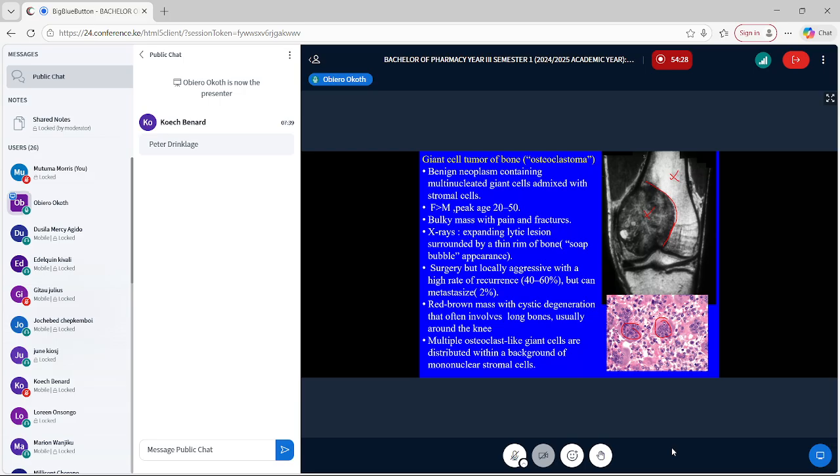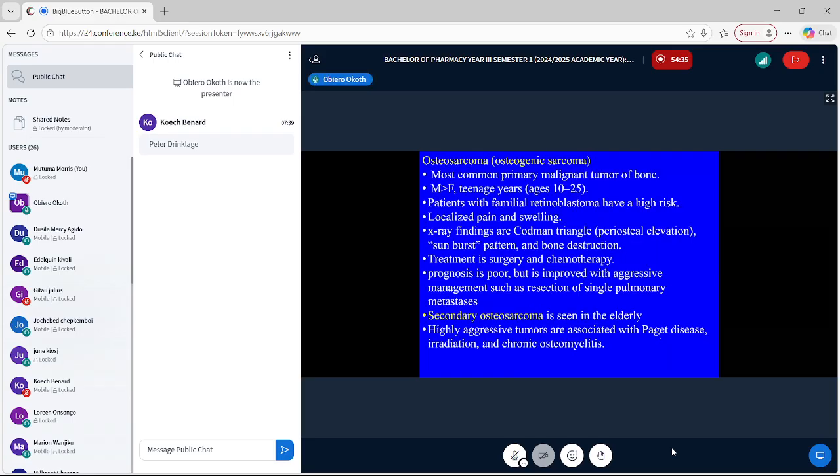Yes, benign, but can be malignant. Yes. Osteosarcoma is the most common primary malignant tumor of the bone, male more than female, age around teenage, 10 to 25 years.